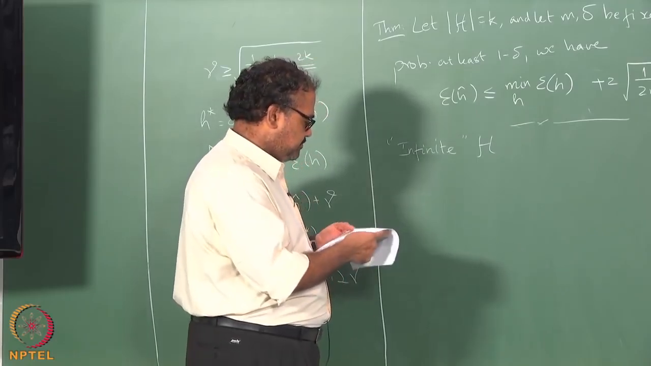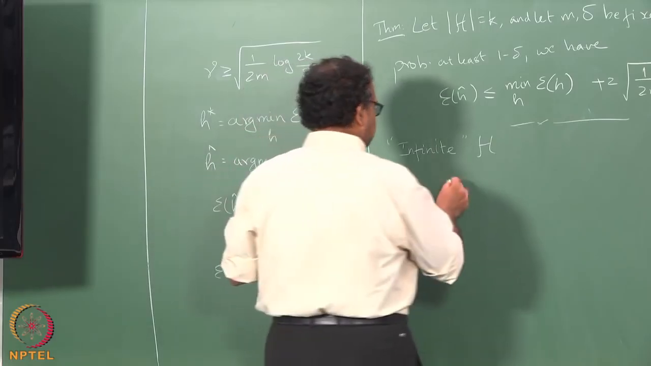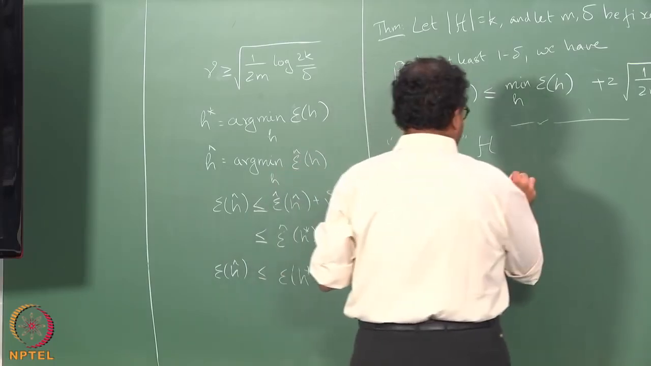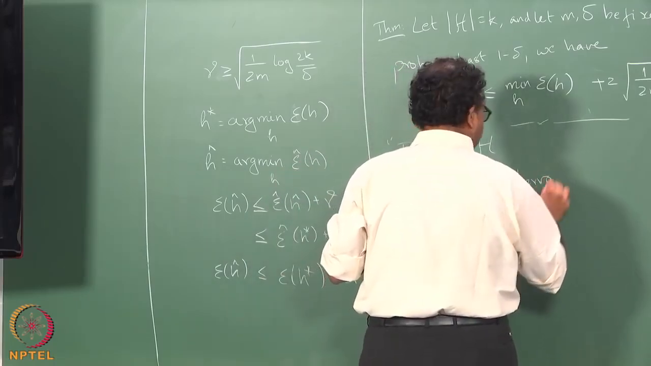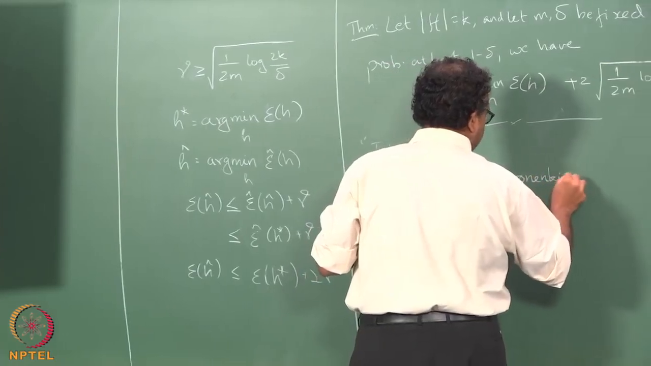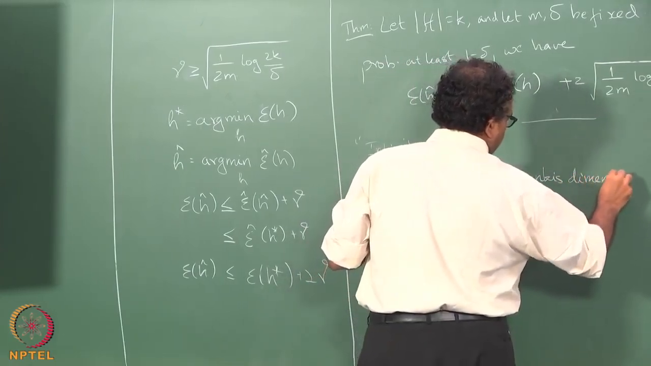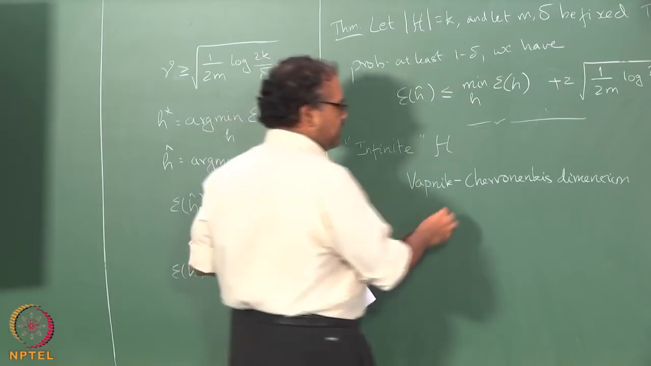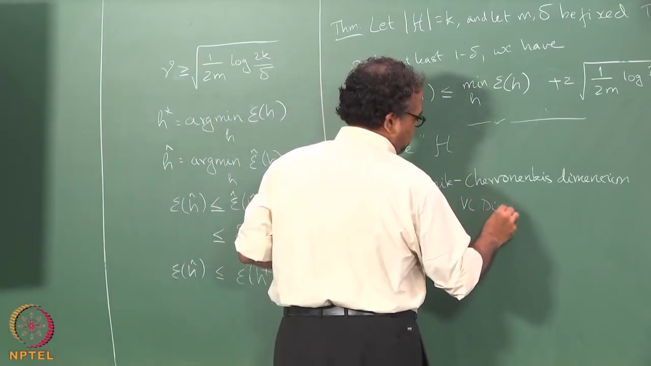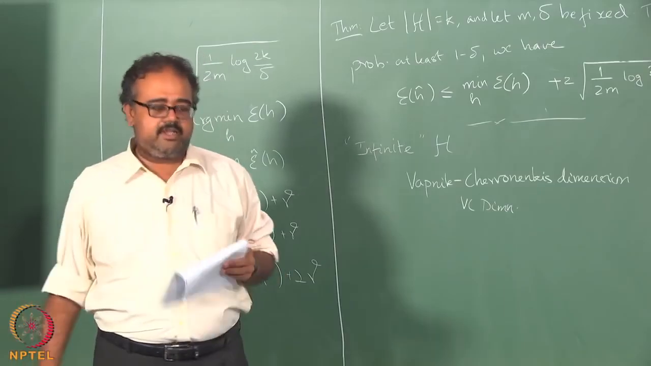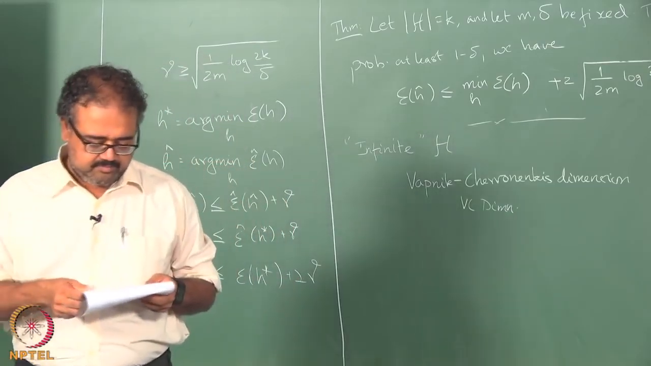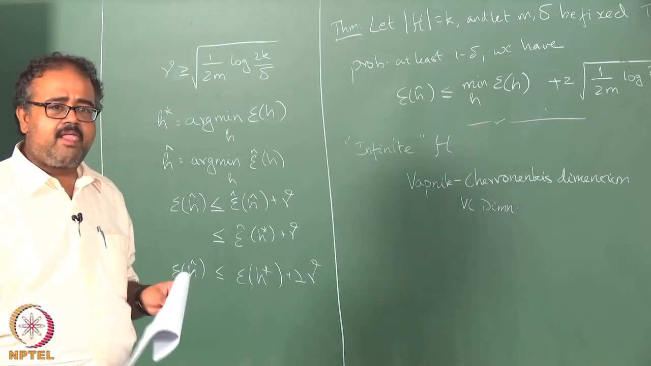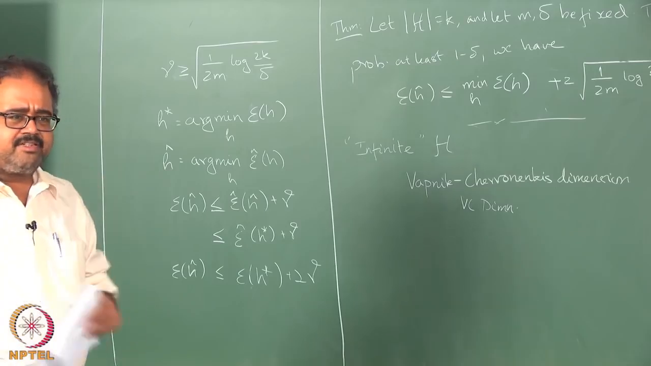But then there is a better way of doing it, called the Vapnik-Chervonenkis dimension, otherwise known as the VC dimension, right. So, given a hypothesis class, we can define the VC dimension of the hypothesis class. I will finish in a few more minutes.